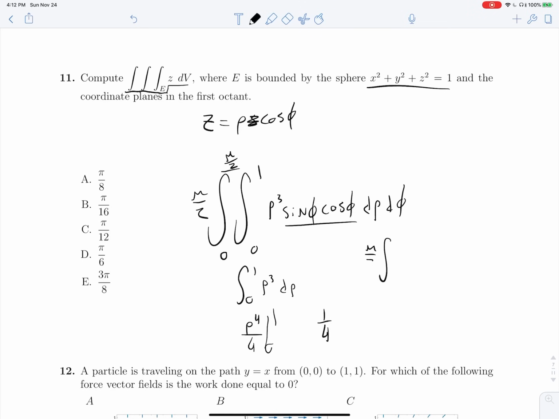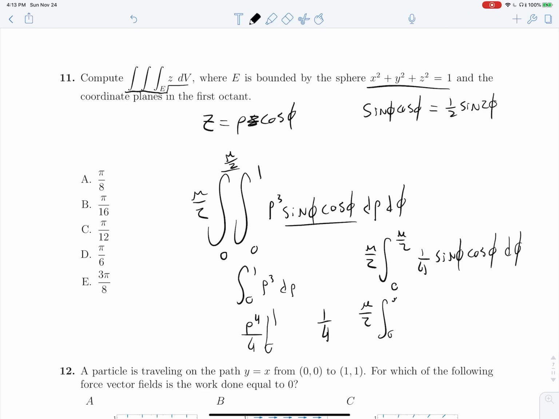So we have the integral times pi over 2 from 0 to pi over 2 of 1/4 sine phi cosine phi d phi. And we can use a nice little identity that says that sine phi cosine phi is 1/2 sine 2 phi. And so let's do that. We have pi over 2 times the integral from 0 to pi over 2 of 1/8 sine 2 phi d phi. We can integrate this.